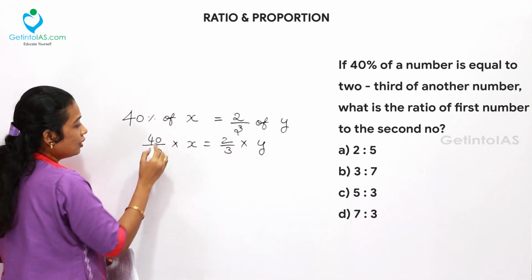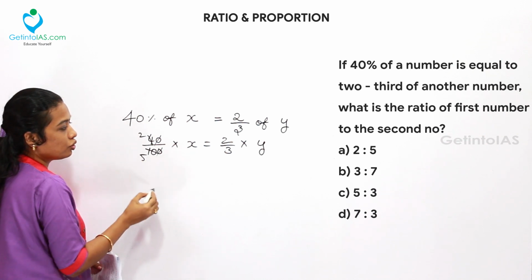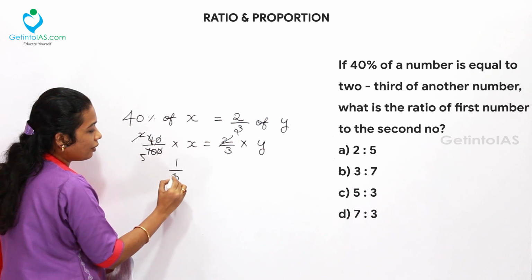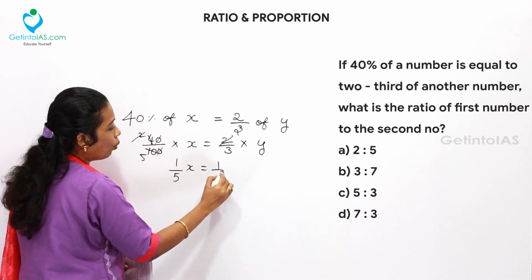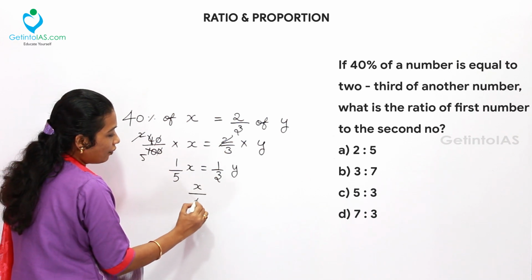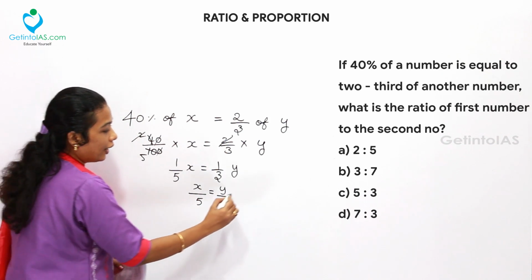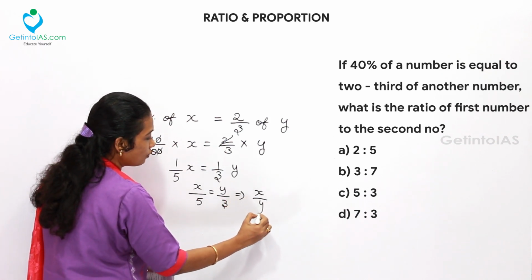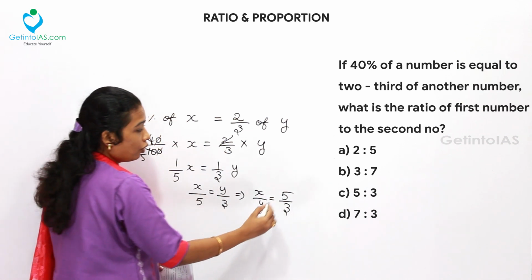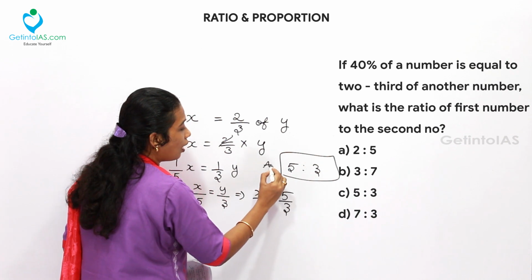Now we can cancel, 0 cancels. Here 2 times 2 and 5 times 2, this 2 and this 2 cancel. Finally, on the left side, 1 by 5 x is equal to 1 by 3 y. That is simply x by 5 is y by 3. Now, x by y is equal to 5 by 3. So the ratio form says 5 is to 3, and that is the answer.